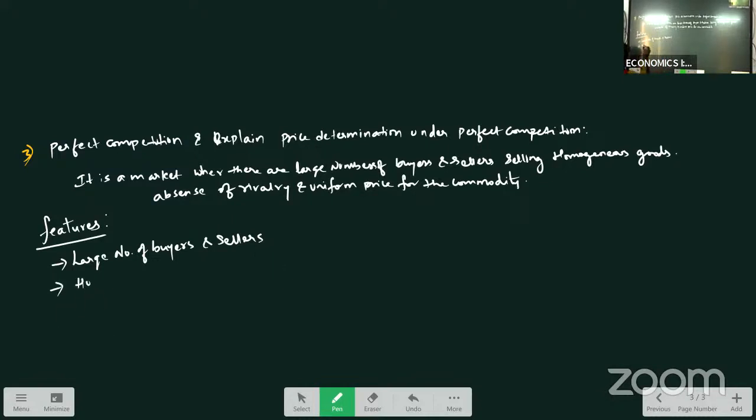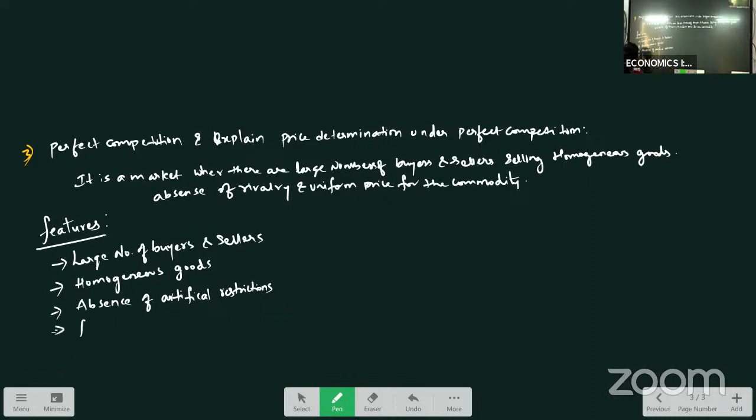Second one, they sell homogeneous goods. So we can say in the market, all the sellers will sell homogeneous goods. And also in this market, we can say that there is absence of artificial restrictions. Means sellers will not have any restrictions as well as buyers will not have any restrictions. They have freedom to sell and buy in the market.